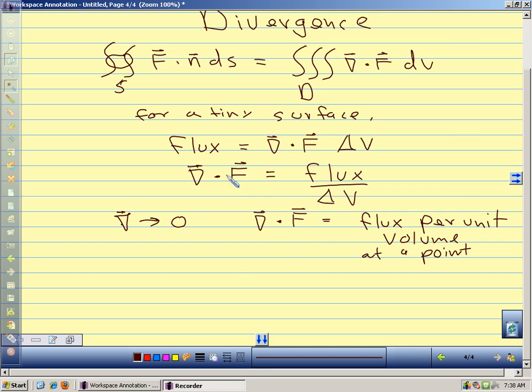We can think of the divergence as the flux per unit volume at a point. So the divergence of our vector field tells us the flux per unit volume at a particular point. So it has something to do with the field flowing inward, flowing outward. If we think of F as a velocity field of a fluid, the flux per unit volume would tell us how the fluid is flowing out at that particular point, how it's flowing in, what it's doing at that particular point.